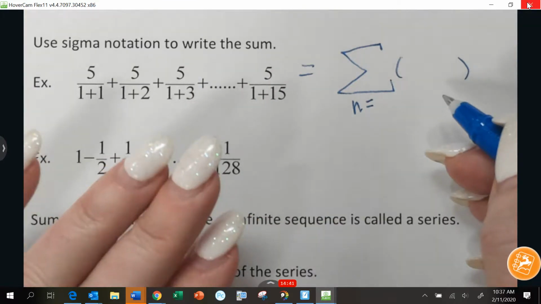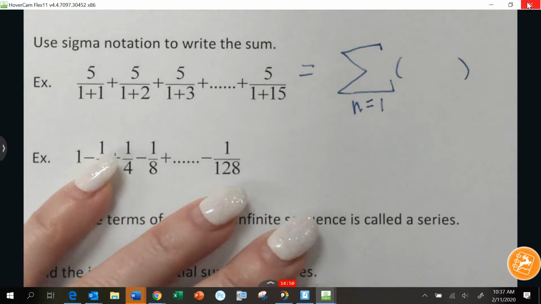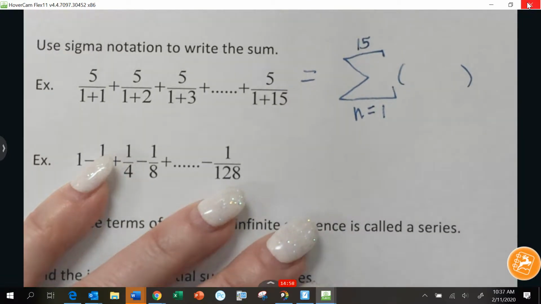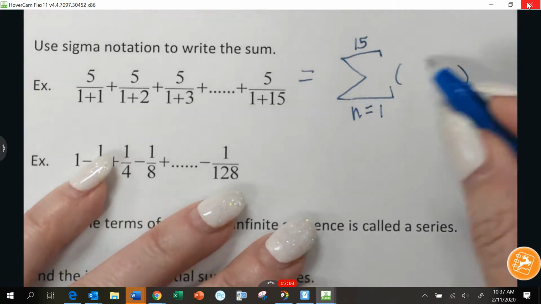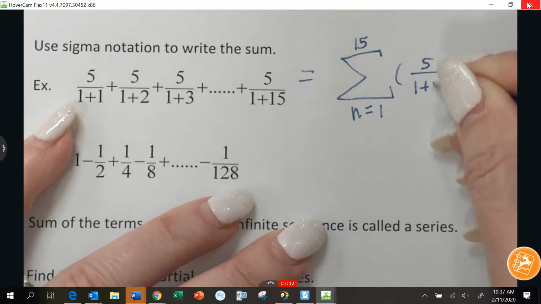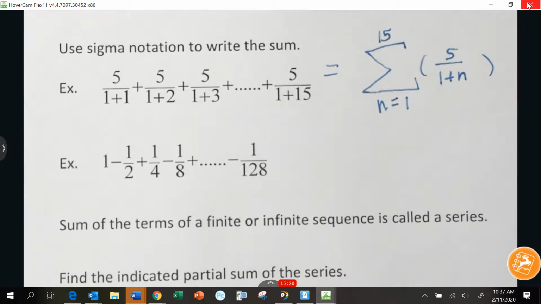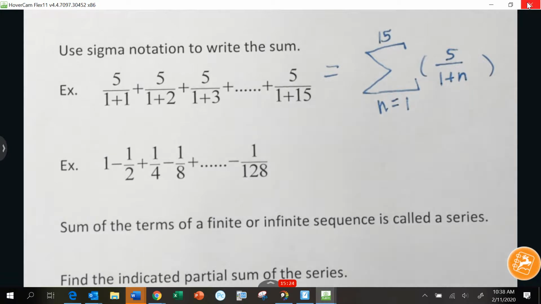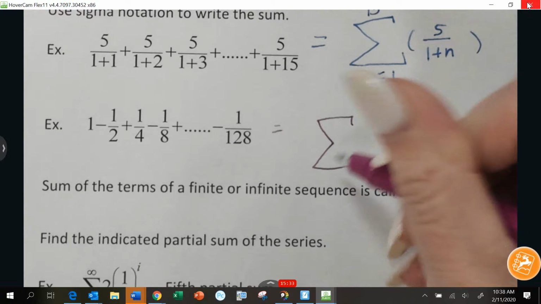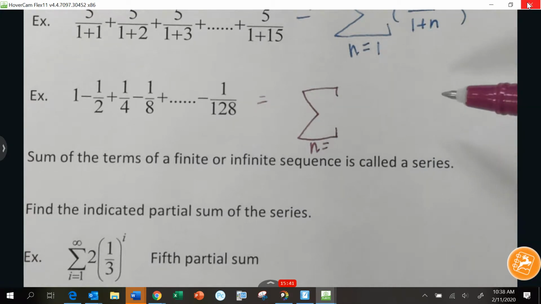So what's something that we definitely know about this formula? We definitely know n equals 1. Top is 5, the upper summation. I couldn't remember the word. What else do we know about the formula? 5 on top over 1 plus n. That's all I have to do for that question. I'm not actually finding the answer. You do not have to find the answer. Okay. Next one. Same thing. You can use whatever letter you want. I like using n's, but you can use whatever letter you want.